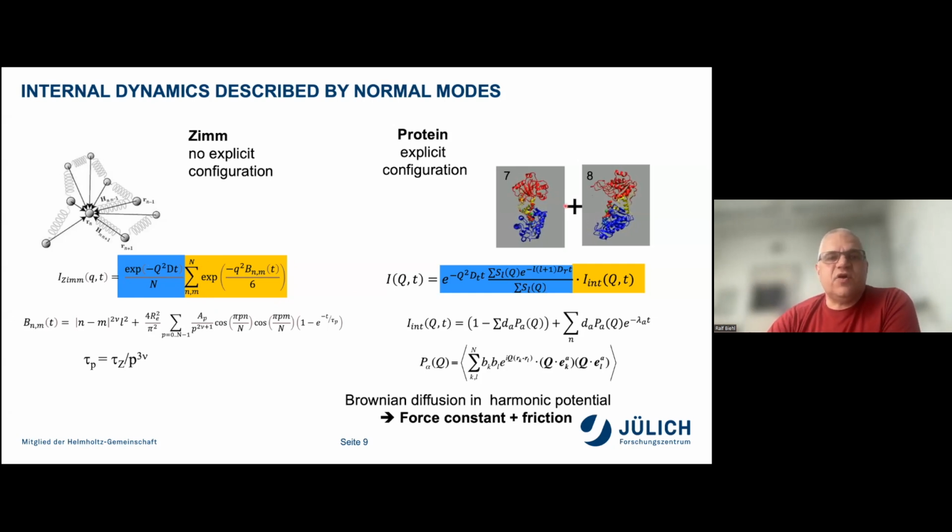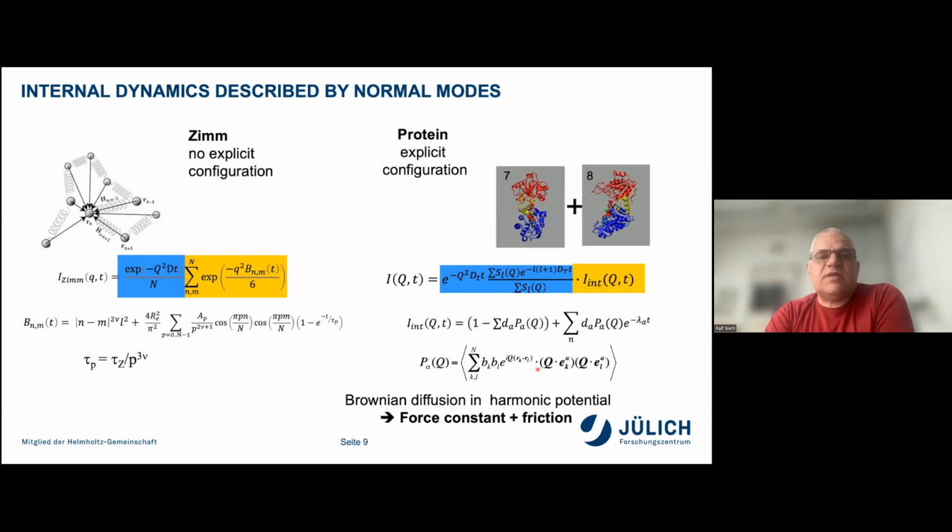This is different for proteins. There we have explicitly one configuration, but we can also calculate normal modes. And then based on these normal modes, we can calculate how the scattering pattern is changing. And this can be done in a simplified pattern like the one shown here.